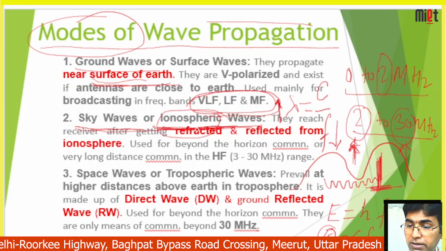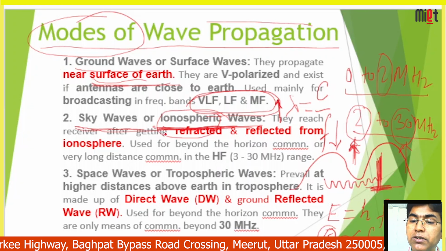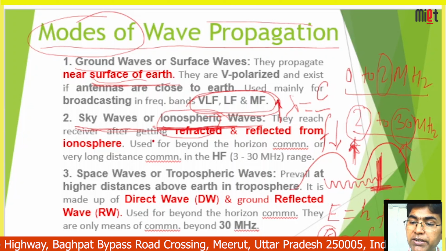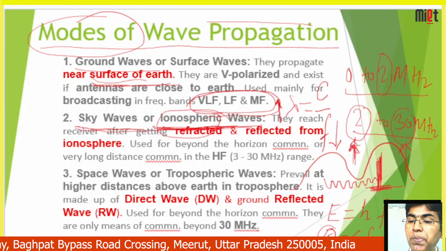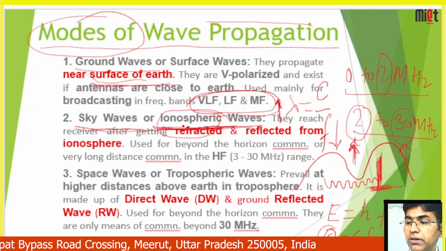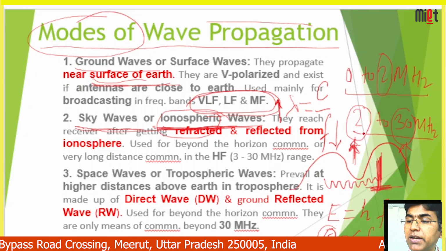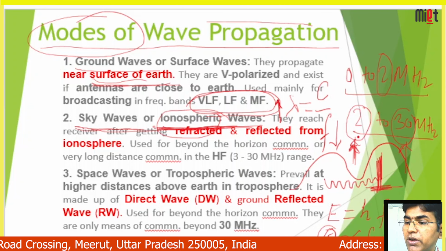So the energy of the signal should be such that it gets reflected by the ionosphere. It achieves total internal reflection by the ionosphere. That means the frequency should be between some lower and upper cutoff frequency, and that lower and upper cutoff frequency are 2 and 30 megahertz for skywave propagation.